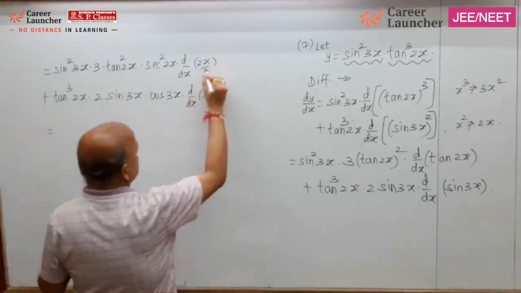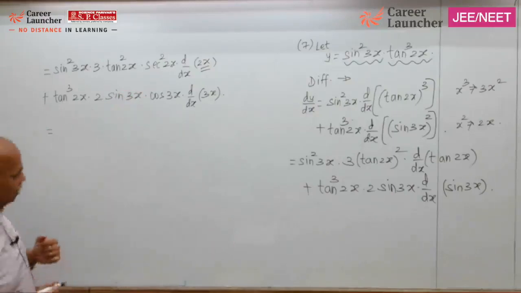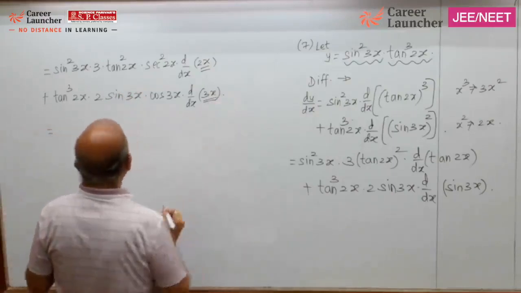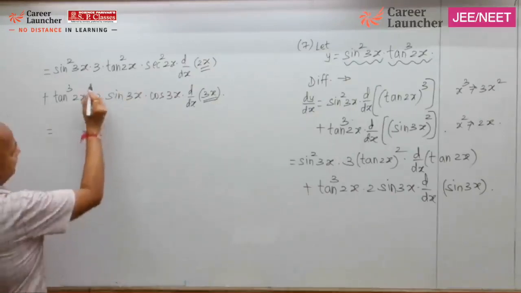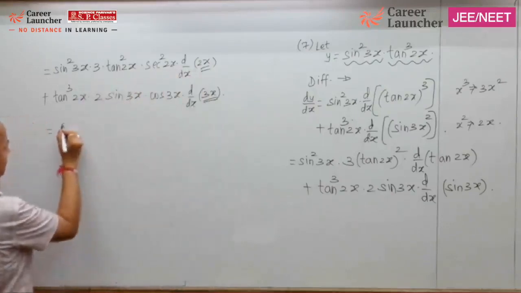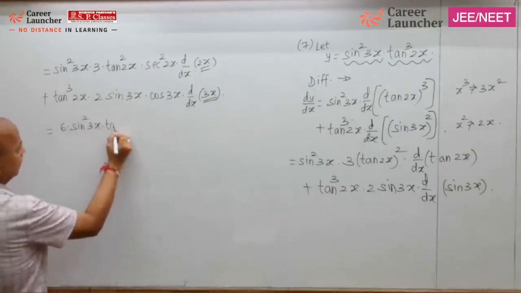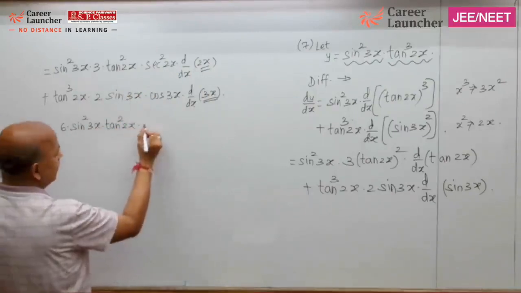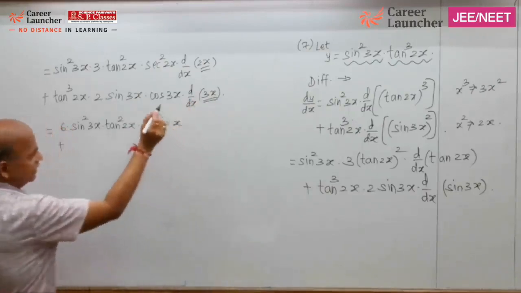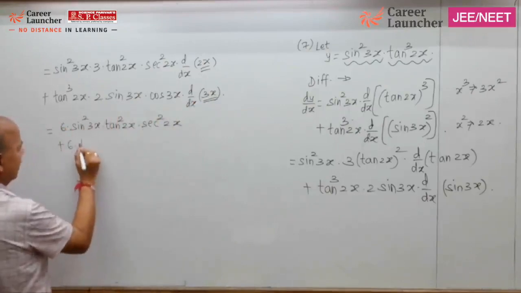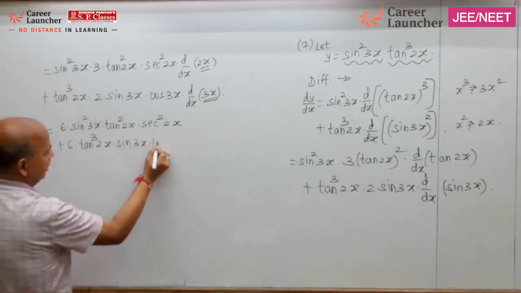And now everyone knows the derivative of 2x is 2. What is the derivative of 3x? 3, yes or no? So we'll write the answer. This will be 2x ka 2, so 3 2s are 6: sin square 3x, tan square 2x, sec square 2x, correct? Plus 3x ka 3, 3 2s are 6, tan cube 2x, sin 3x into cos 3x.